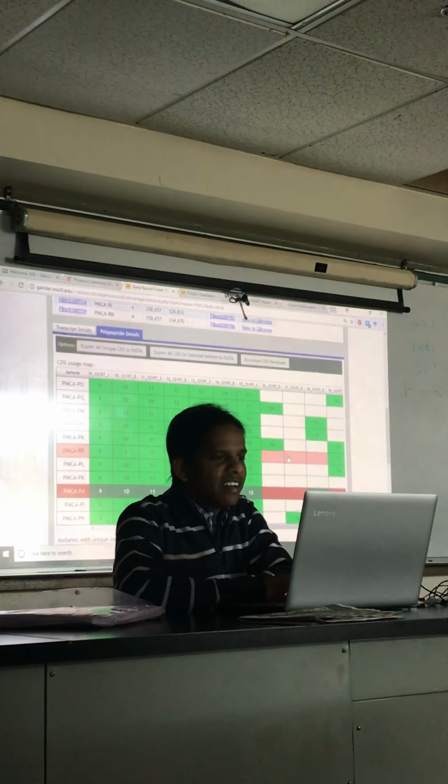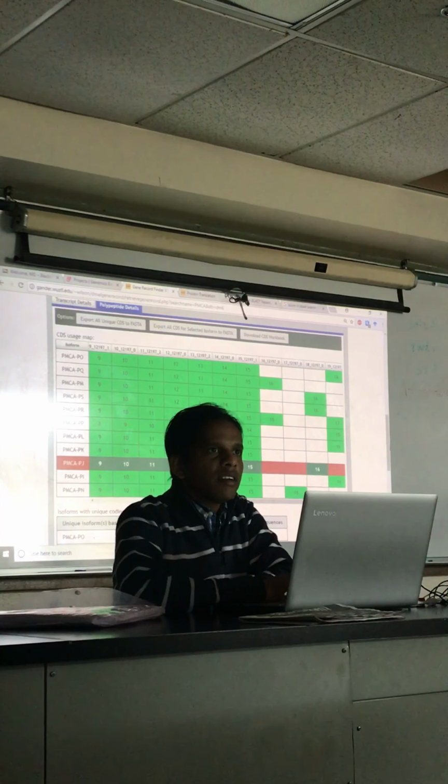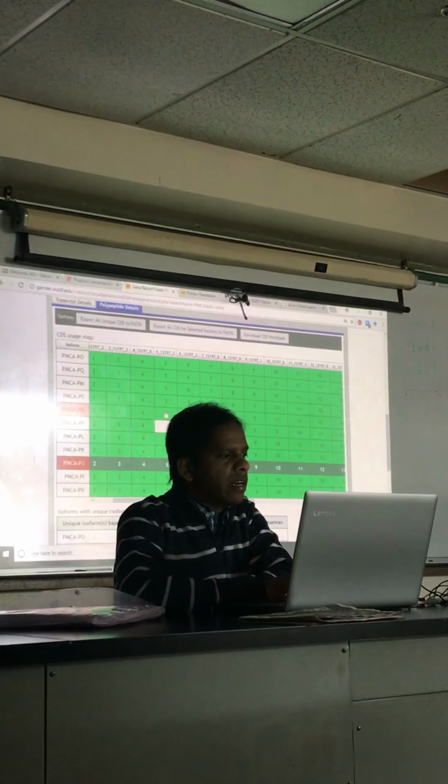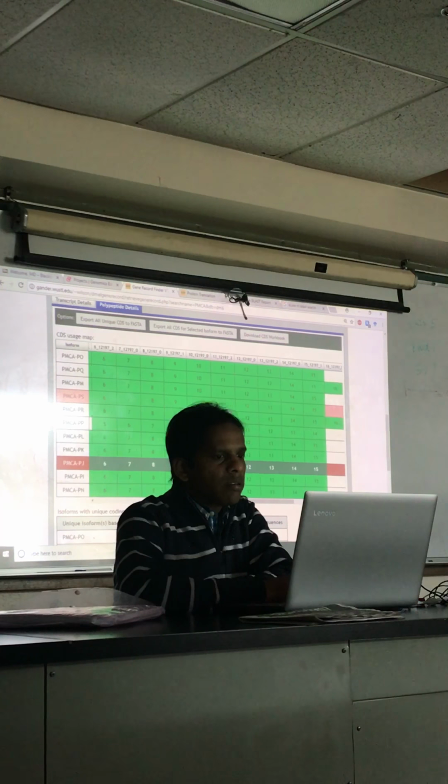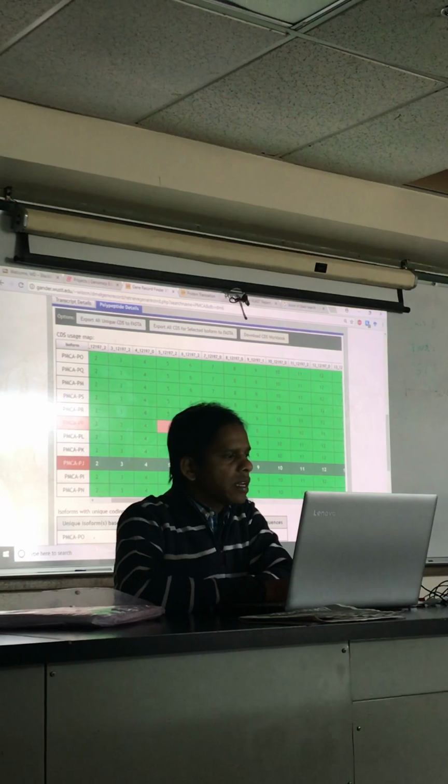So what are those? They are missing. They are not present in that isoform. For example, isoform PO doesn't have exons 16, 17, and 18. So you can find the similarities: most of them have exons in common until 15, but except PP, it has a missing exon, exon number 5, right?